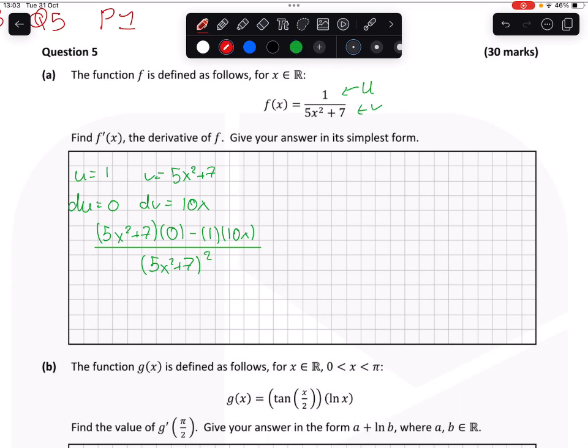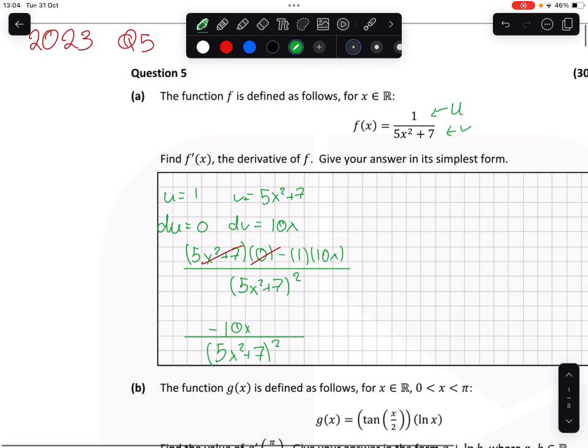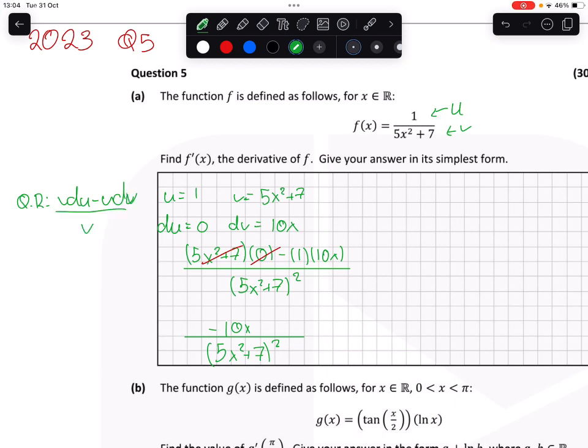If we look at that, the 0 cancels out the 5x squared, so all we're left with is negative 10x all over 5x squared plus 7 all squared. And this is using the quotient rule, which is v du minus u dv all over v squared.